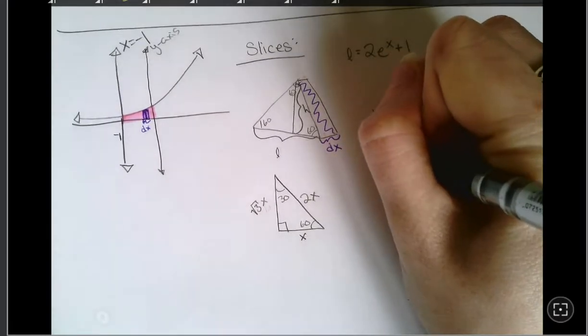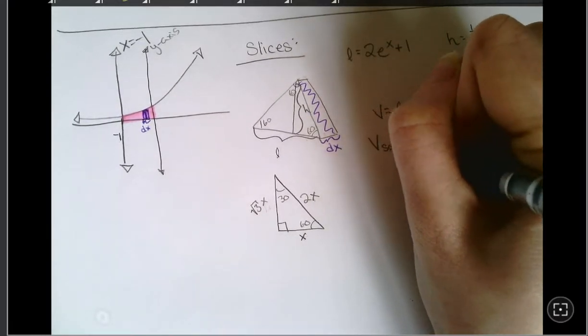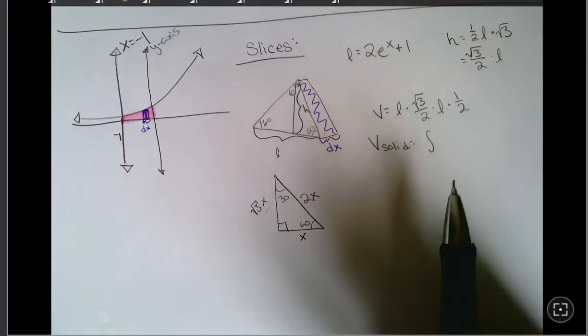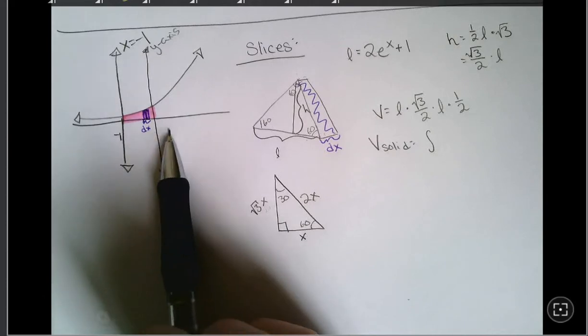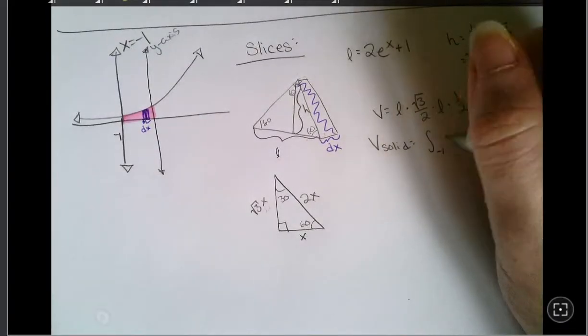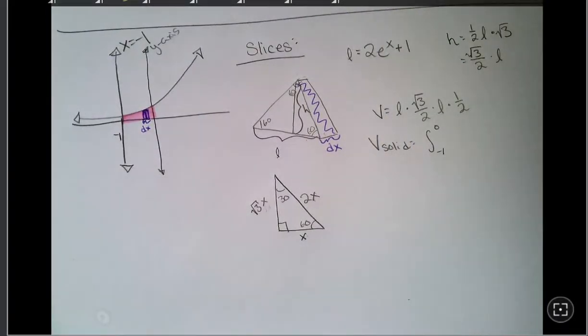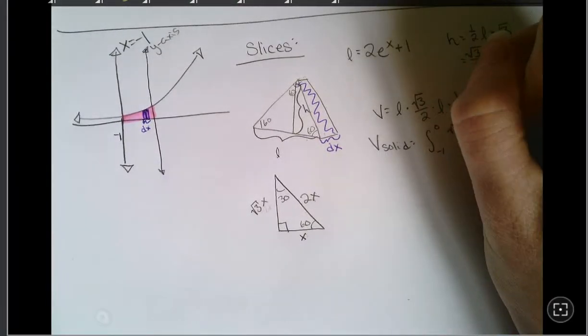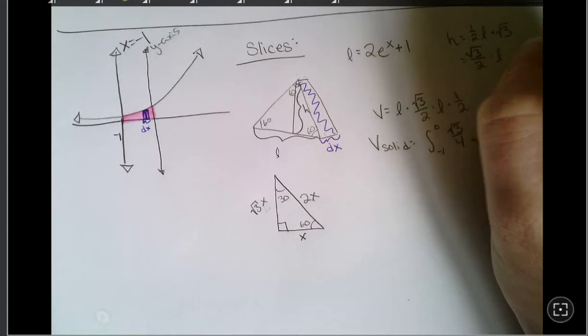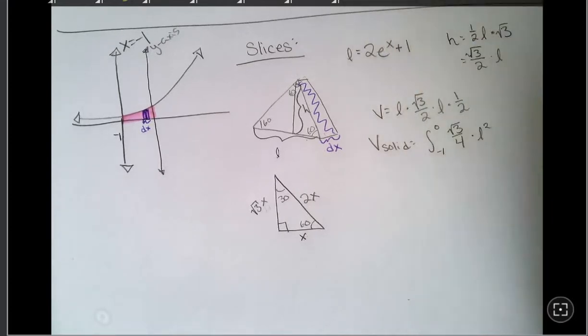So that means our volume of our actual solid that we're finding, we're going to do an integral. If I look over at my visual, it starts at -1, going all the way up to 0. -1 to 0. Now my function, I'm going to combine my constants. I have a root 3 over 4 times an L squared.